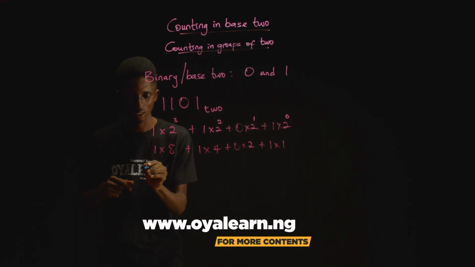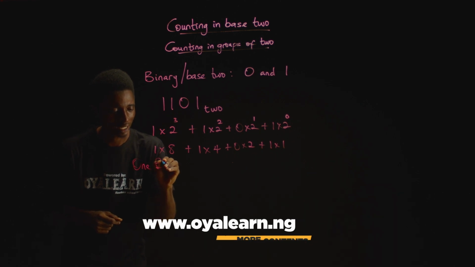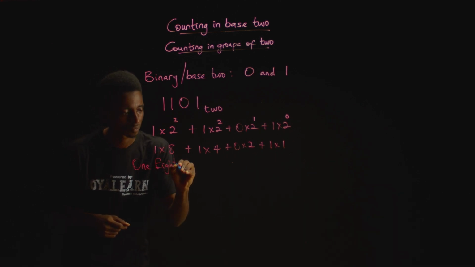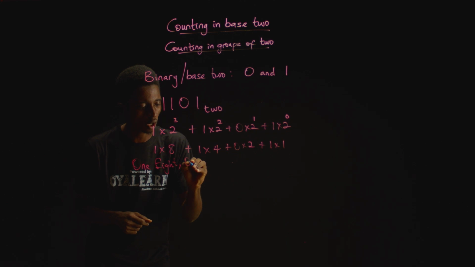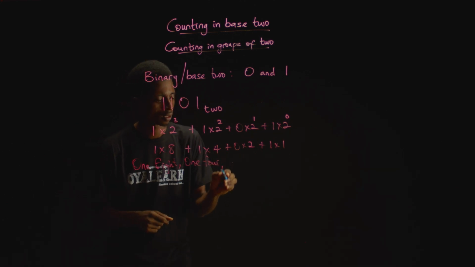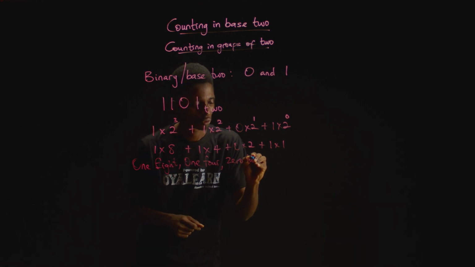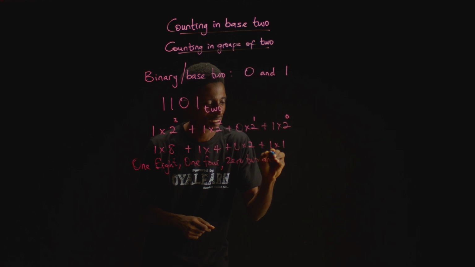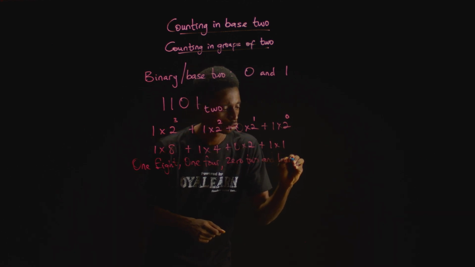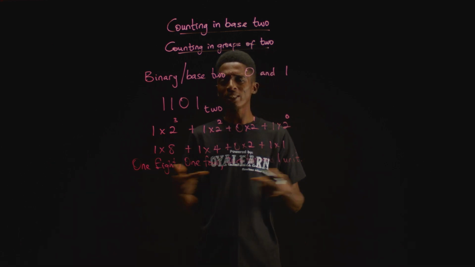Let me put that out. So we have 1 8, 1 4, 0 2, and 1 unit. Now, it may sound a little bit complex trying to read it off the way we read our regular counting digits.